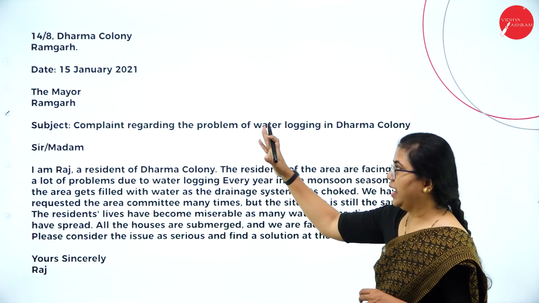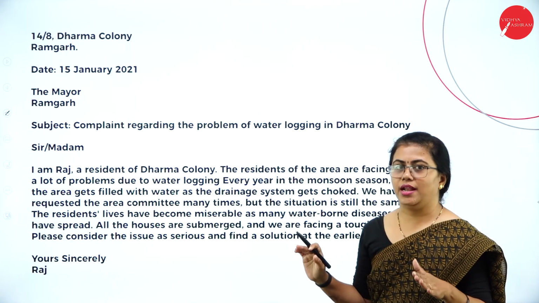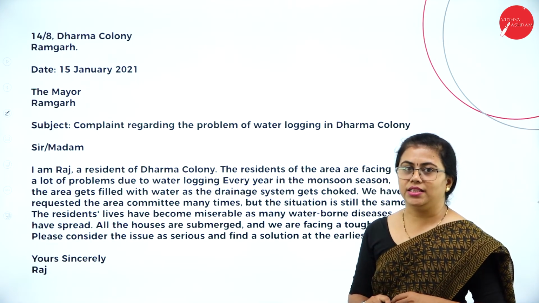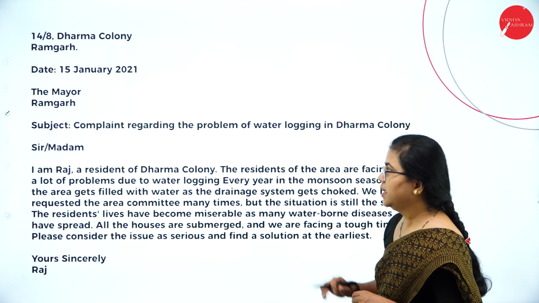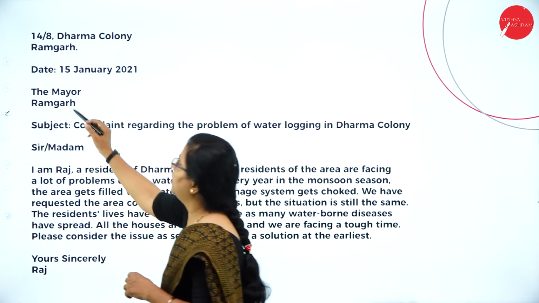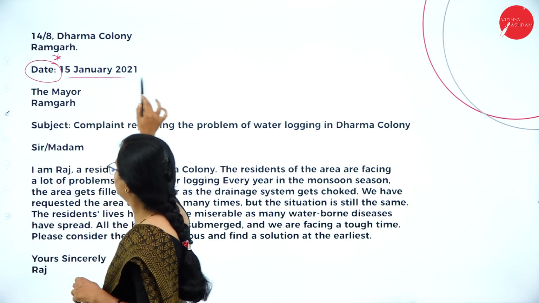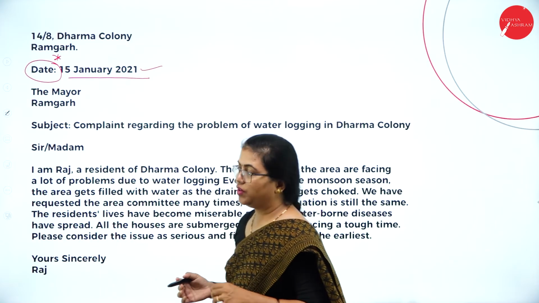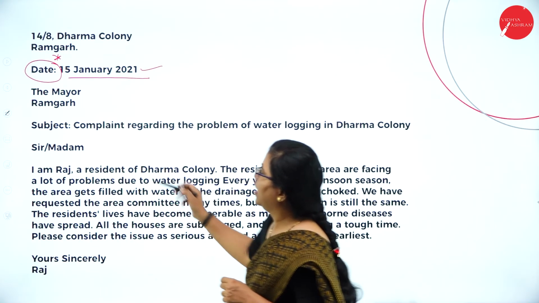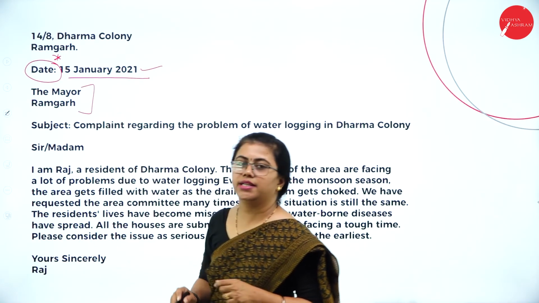Number 14/8, Dharma Colony, Ramgarh. This is my address, that is, the address of the person who is writing the letter. Then we have this date. You need not mention this compulsorily. This is optional, but the address is mandatory. 15 Jan 2021.